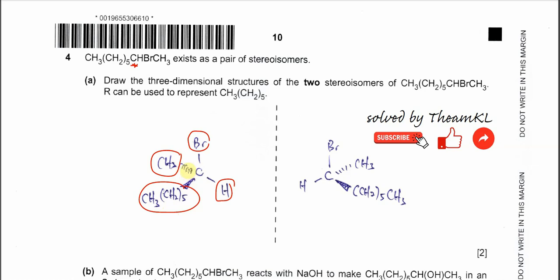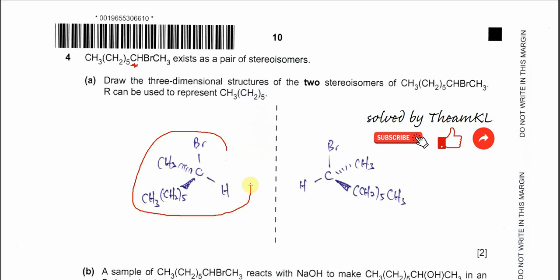You can put the 4 groups randomly, in any order is okay. Once you put them in a certain order, like the one shown on the left hand side, then for the mirror image you must draw the compatible one. So let's start with this one, the left hand side, this optical isomer.